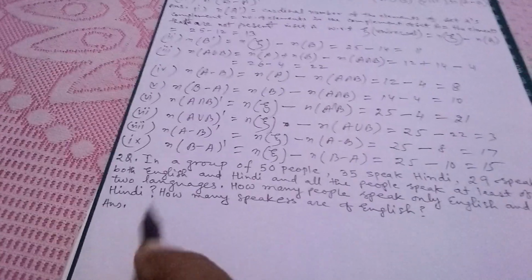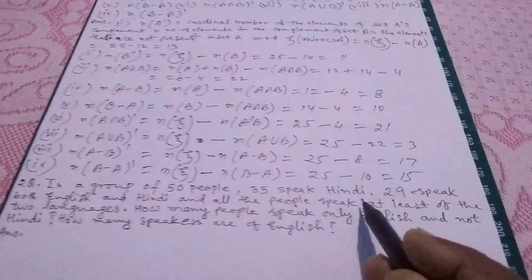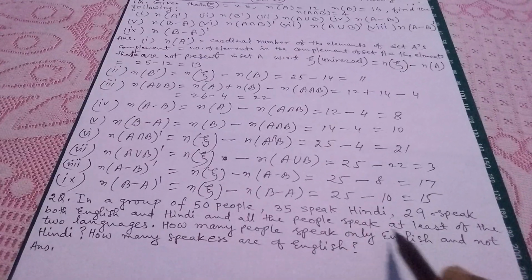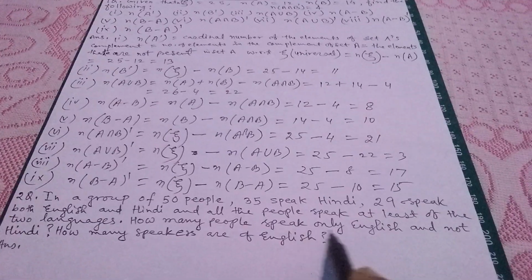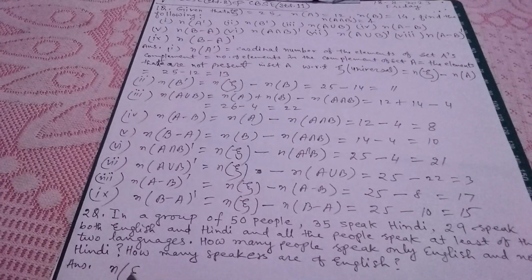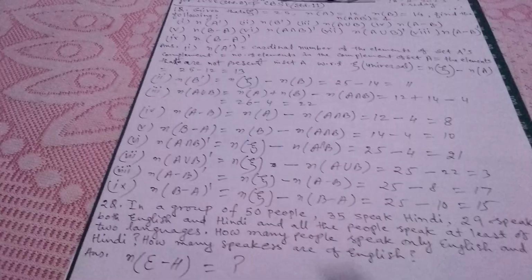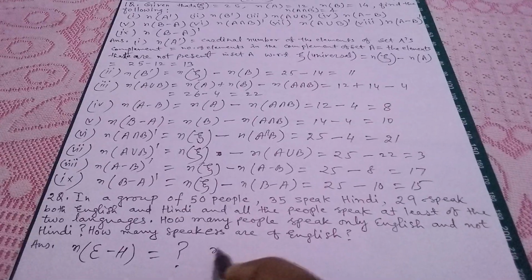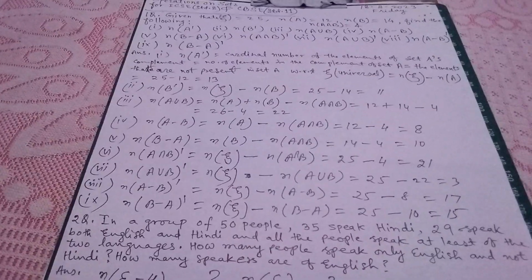Now, the second question is: in a group of 50 people, 35 speak Hindi, 29 speak both English and Hindi, and all the people speak at least one of the two languages. How many people speak only English? Only English means the cardinal number of E difference H, which we have to find. And how many speakers are of English? That means the cardinal number of E. These two things we have to find out.